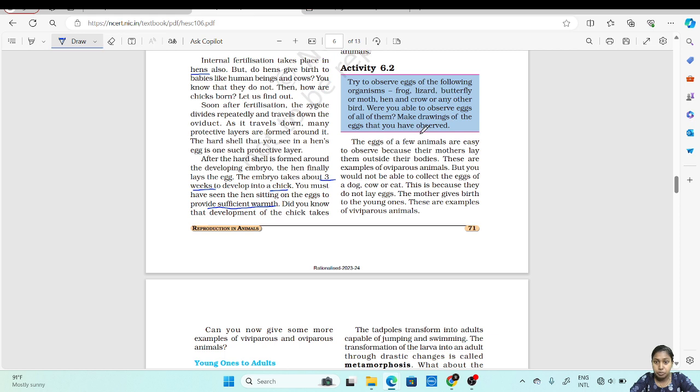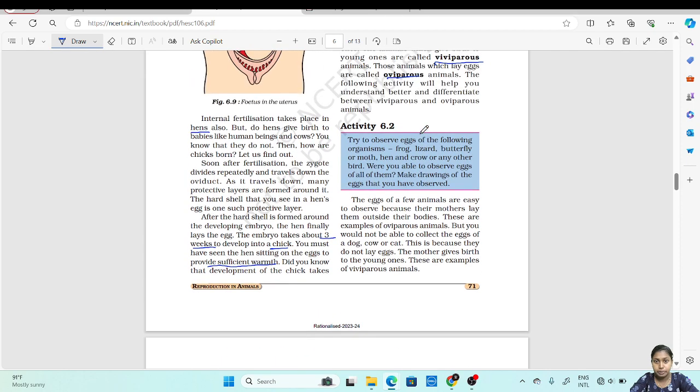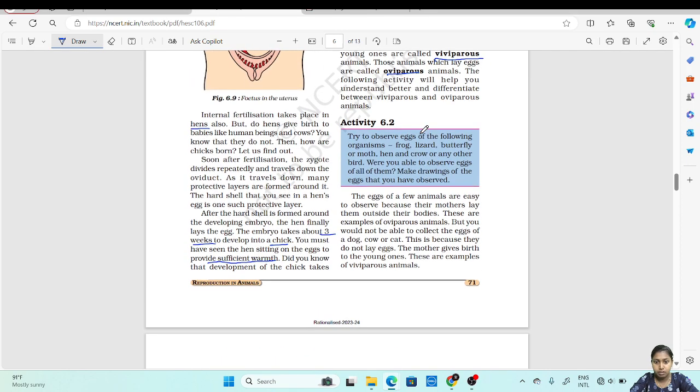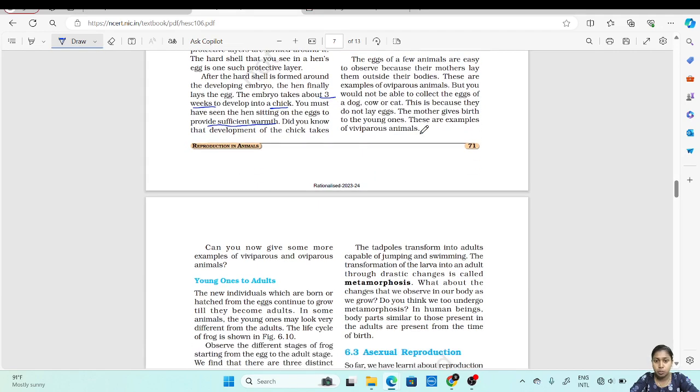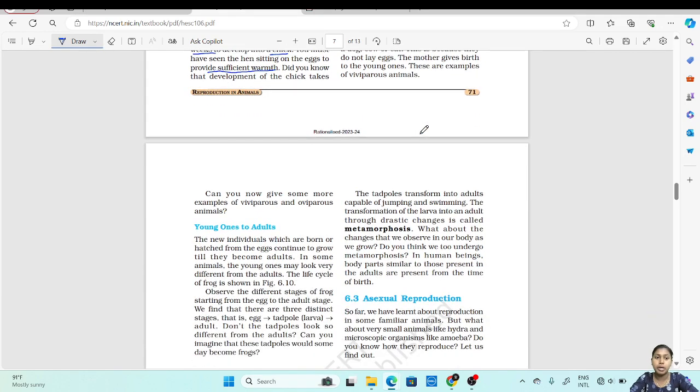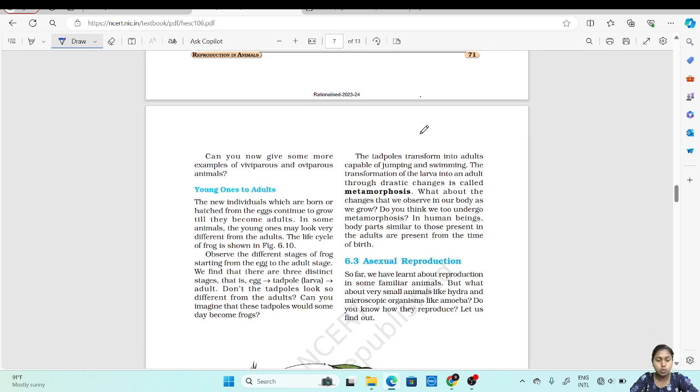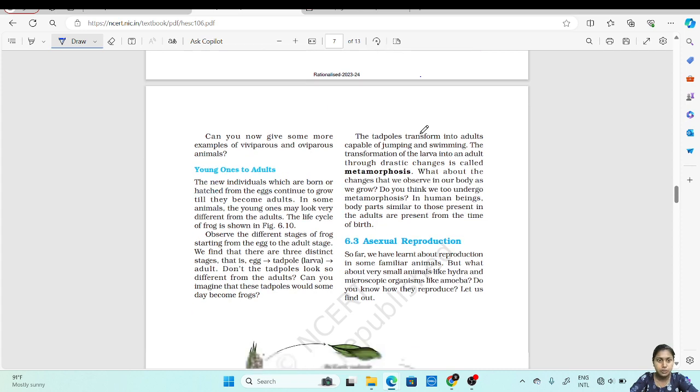The eggs of few animals are easy to observe because their mothers lay them outside their body. So, you know what oviparous and viviparous is? Oviparous, they lay eggs. For example, your hen, birds, frogs, and viviparous are the ones which give birth to the young ones. So, we come under viviparous as we give birth to the young ones.